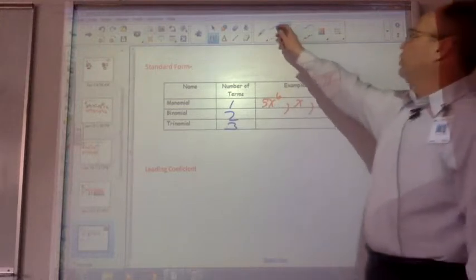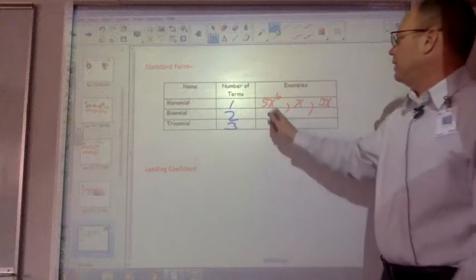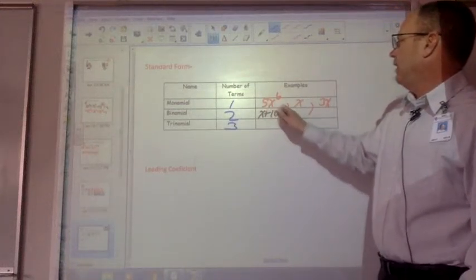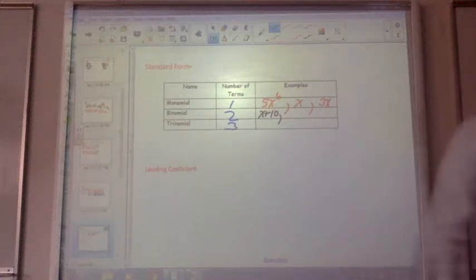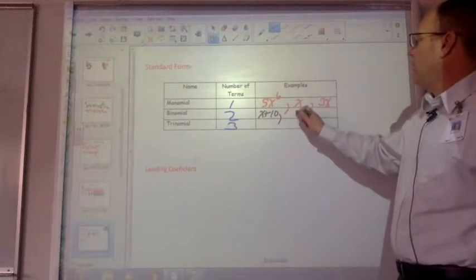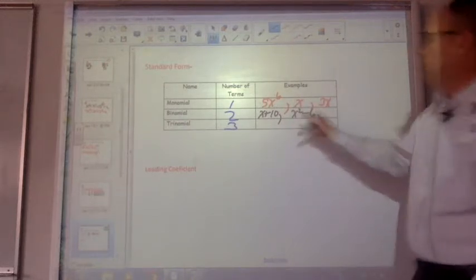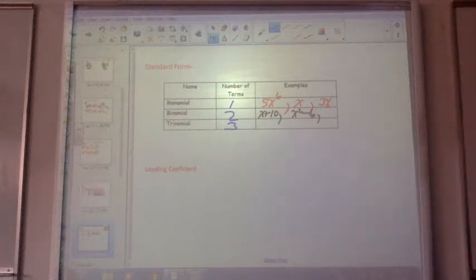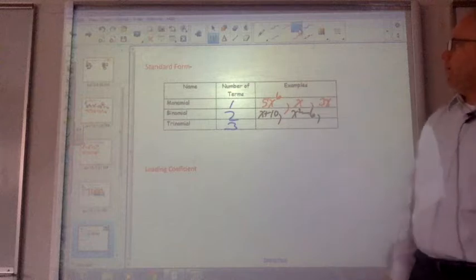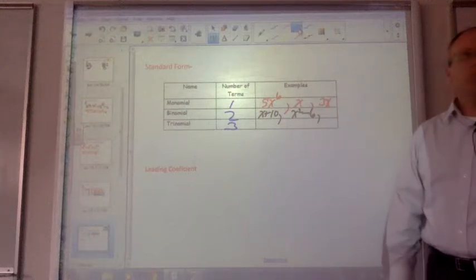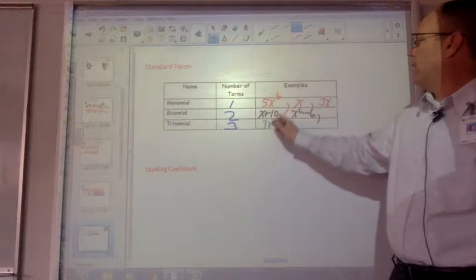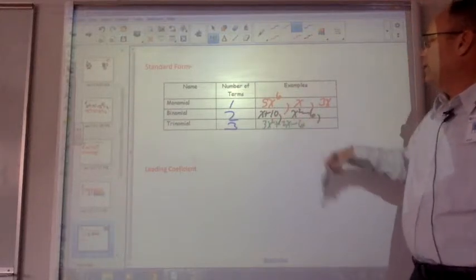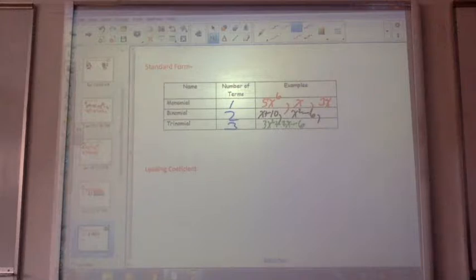A binomial means there's 2 terms to it. They're either being added or subtracted. So you could have x plus 10. That's a binomial. There's 2 terms. There's an x term, x is raised to the first, so it's linear, and a 10. You could also have x squared minus 6. There's 2 terms there. It's a binomial. And a trinomial, just to follow suit, would probably have how many terms? 3. So you have 3x squared plus 2x minus 6. You can change your exponents, whatever you want. If you have 3 terms separated by addition or subtraction signs or a combination, it becomes a trinomial.